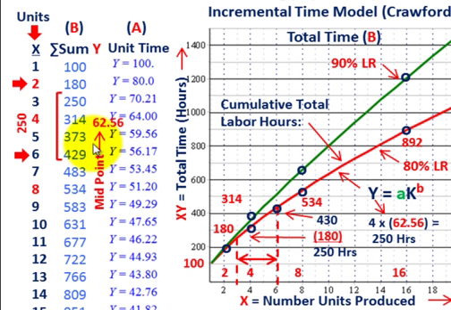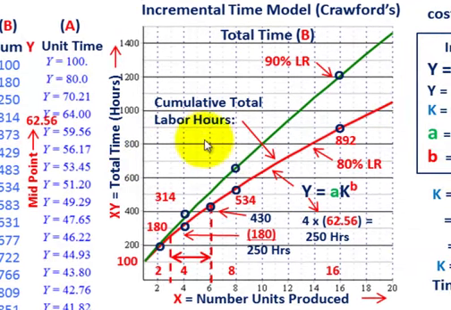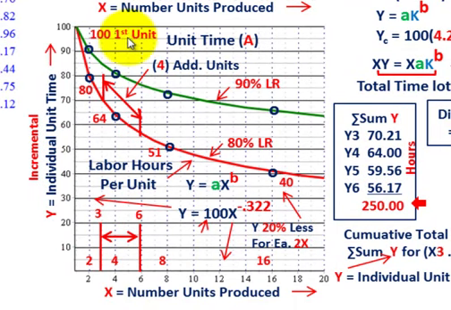Okay, so this fits into our curve over here. That's our total time, and this is the incremental time model, the Crawford model. Now let's go down here and look at one other thing. On this curve, this is just the unit time. We could go just off this unit time. We didn't have to go through that big equation where we used the K value. We could have just used the equation here.